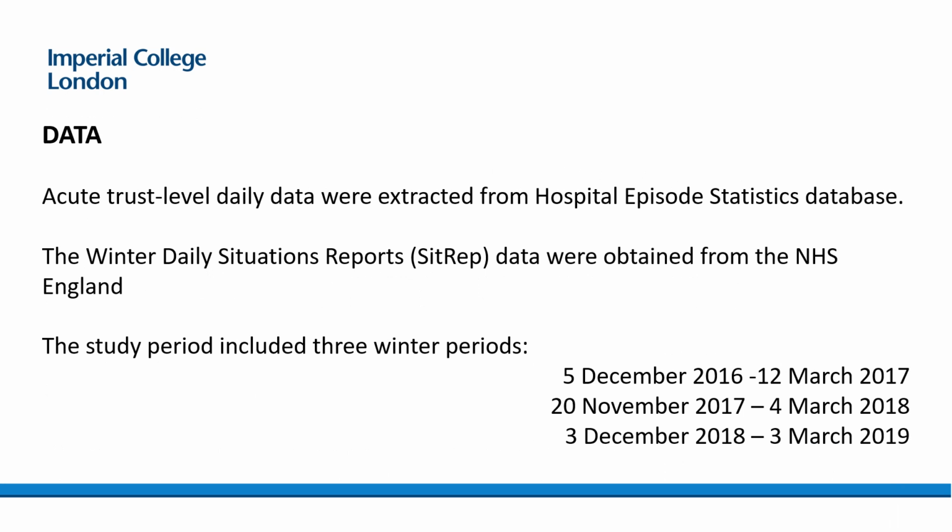Acute trust level daily data were extracted from the Hospital Episode Statistics database, and the Winter Daily Situation Reports data were obtained from NHS England. This is the open source data. The study period included 3 winter periods available at the moment of the study.